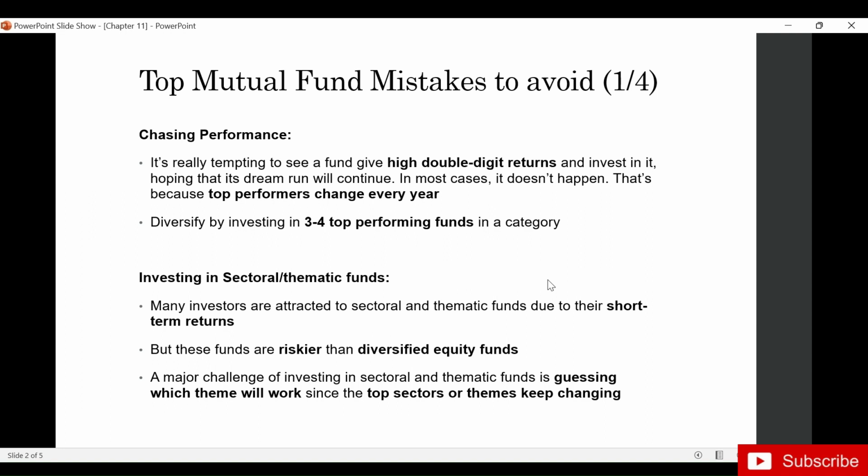or thematic funds. So many investors are attracted to sectoral and thematic funds because these funds give good short term returns. But sectoral and thematic funds are riskier as compared to diversified equity funds. One of the major challenges of investing in sectoral and thematic funds is guessing which theme or sector is going to work, because every year the top sectors or themes keep changing.